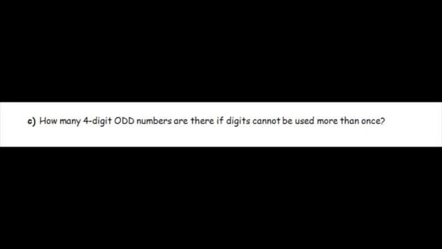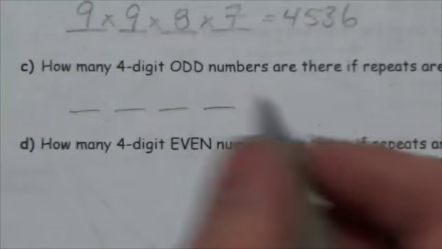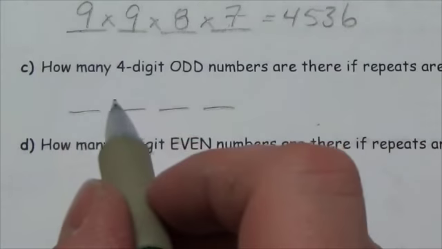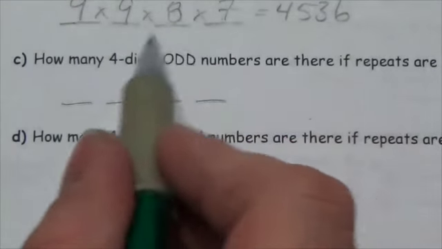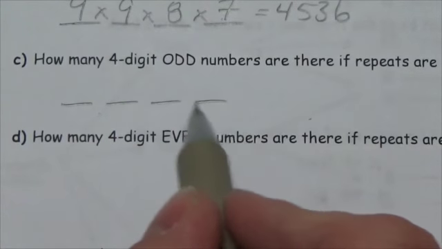How many four-digit odd numbers are there if repeats are not allowed? Okay, so again, four-digit number, 1, 2, 3, 4, so 4 digits. Those are our 4 subtasks. This time, though, we're throwing in the stipulation here that it has to be odd. That's a restriction on the last digit.